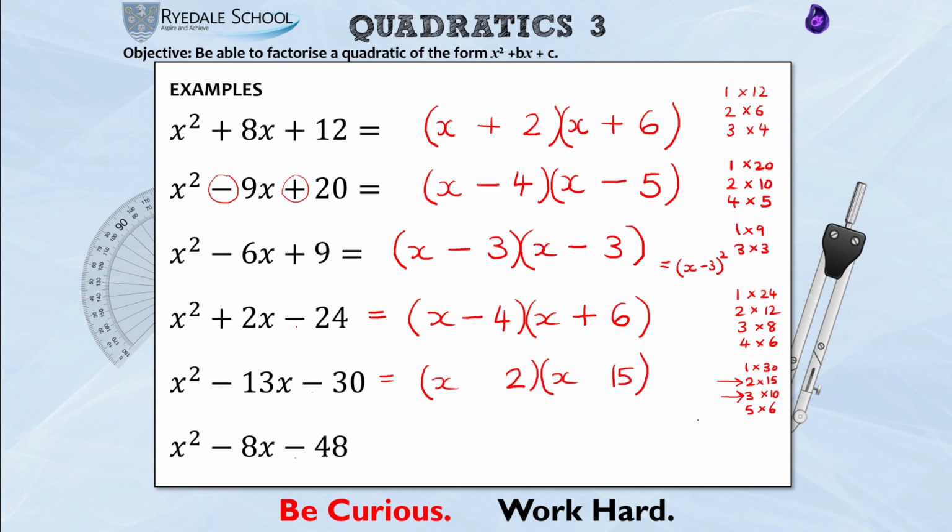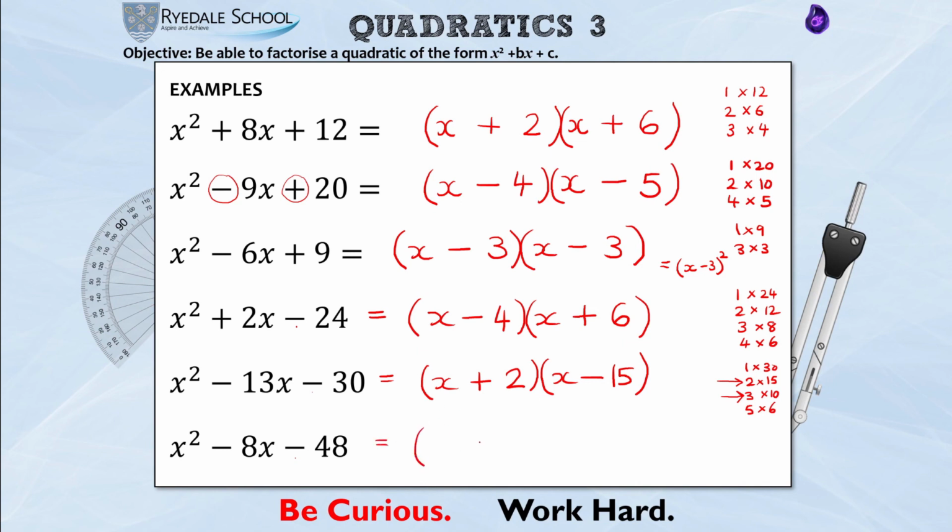This doesn't happen very often, but it can. So just something to be aware of, and another reason why you really need to check your answers with FOIL. So I know my signs are different. Which way round is it? I'm trying to make negative 13. Negative 13 is negative 15 plus 2.